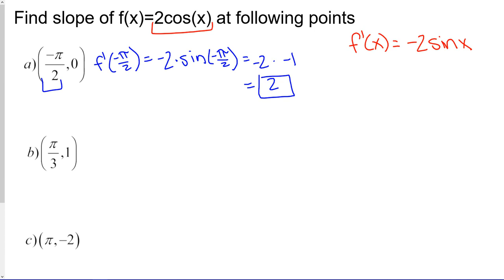Okay, for our next one, we're going to go ahead and find f prime of pi over 3. Okay, notice how I'm not using this 1. We're not using the 1 because there is no y value here. Okay, we have a y prime, but there is no y value. So we're just going to go ahead and continue what we were doing.